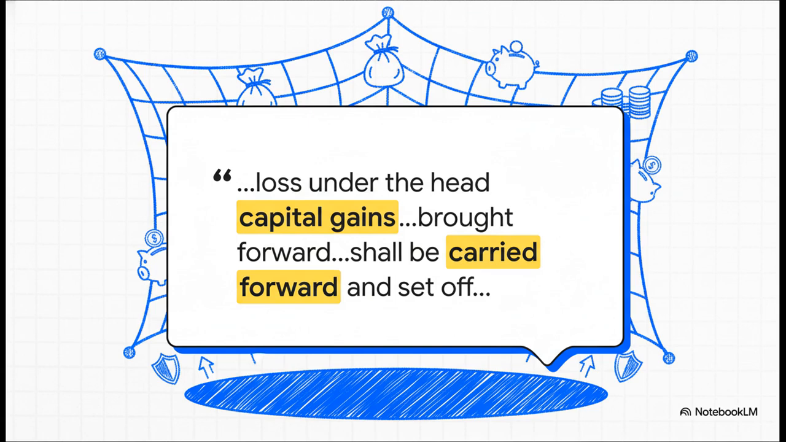And here is a perfect real-world example of that safety net in action. This quote from the Savings Clause confirms that your old capital losses can still be carried forward and set off under the new law, using the rules of the old Act. The bottom line, your accumulated losses are safe. They are not disappearing.